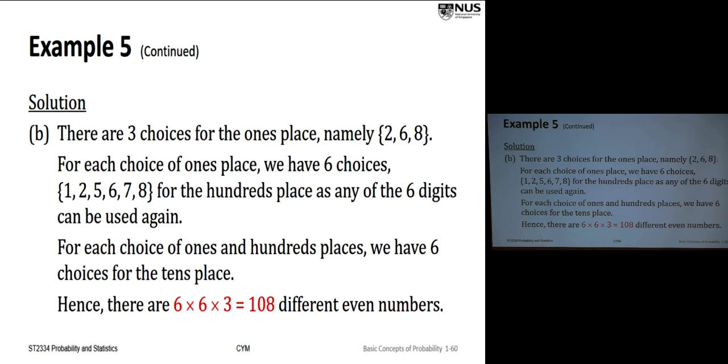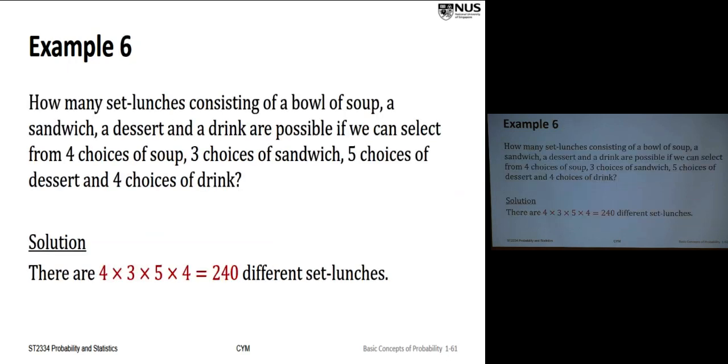So we fill up the ones place first. There are 3 choices. For each of these choices, I'm left with still 6 digits because I can reuse the digit that I used for the ones place. Okay, so I have 6 digits. So fill up the hundreds place. After I fill the hundreds place, I still have 6 digits because I can reuse the digits again. So it's 6 times 6 times 3. All right? Okay, this one's straightforward.